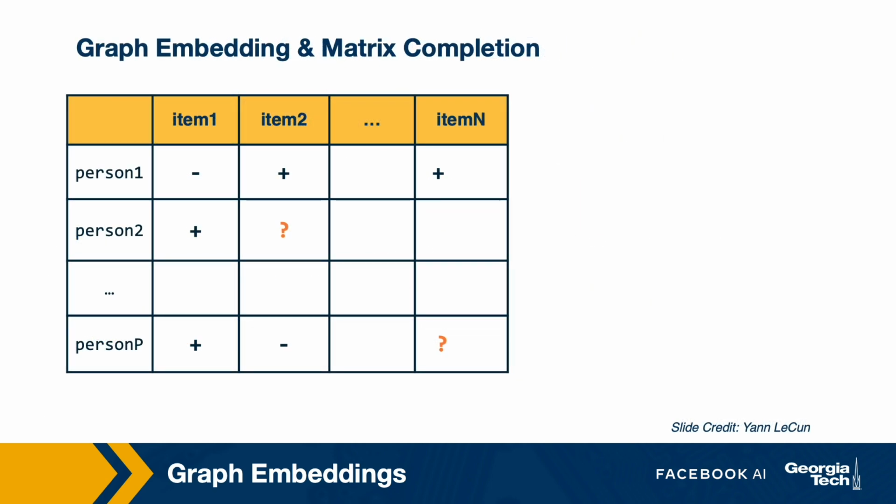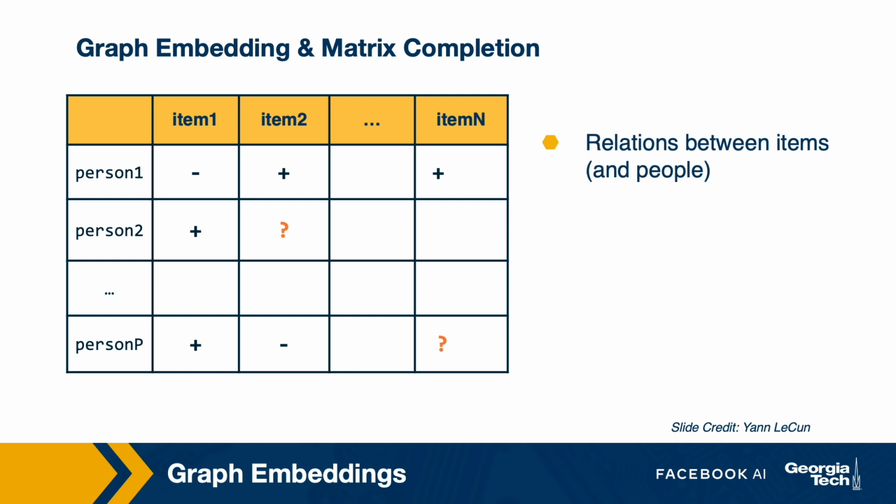Let's take a look at an example here. This is also known as matrix completion, where you have a big matrix and you know some labels between persons and items. For instance, you know that person 1 likes item 2 and does not like item 1. There are also some missing entries in the matrix.